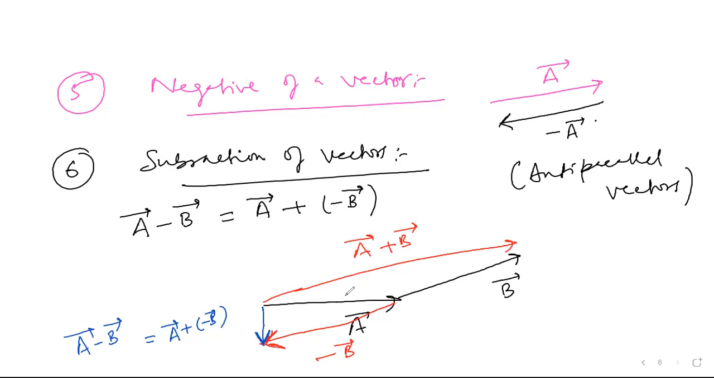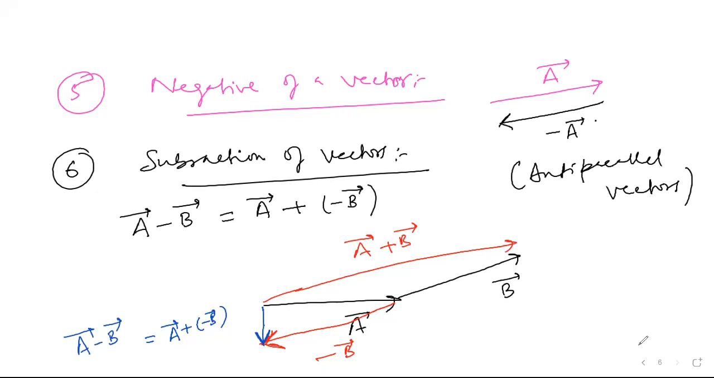This is A, this is B, this is my A plus B. But if I am interested in finding A minus B, I first find minus B, then I add minus B to A in order to find A minus B. So this is A, this is minus B. From the tail of A to the tip of minus B is representing their sum, that's A plus minus B, which is A minus B. Right?